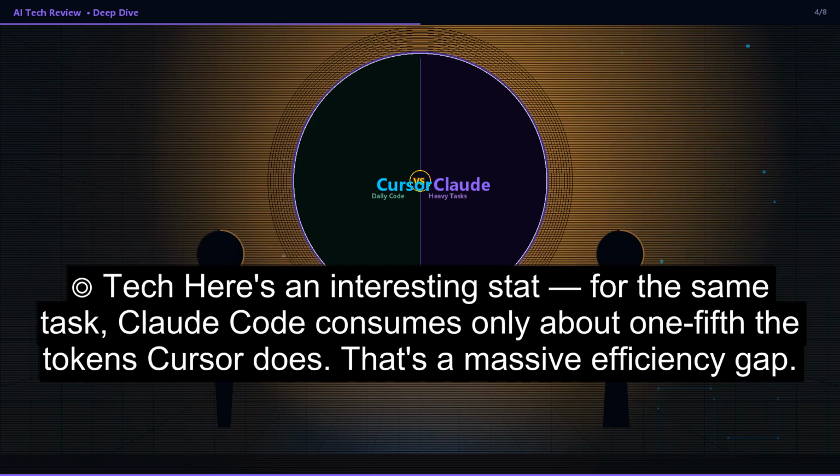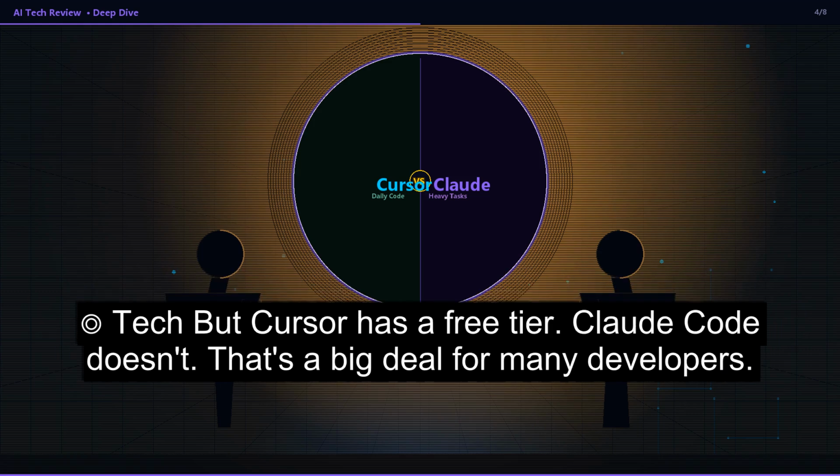Here's an interesting stat, for the same task, Claude Code consumes only about 1/5 the tokens Cursor does. That's a massive efficiency gap. But Cursor has a free tier. Claude Code doesn't. That's a big deal for many developers.